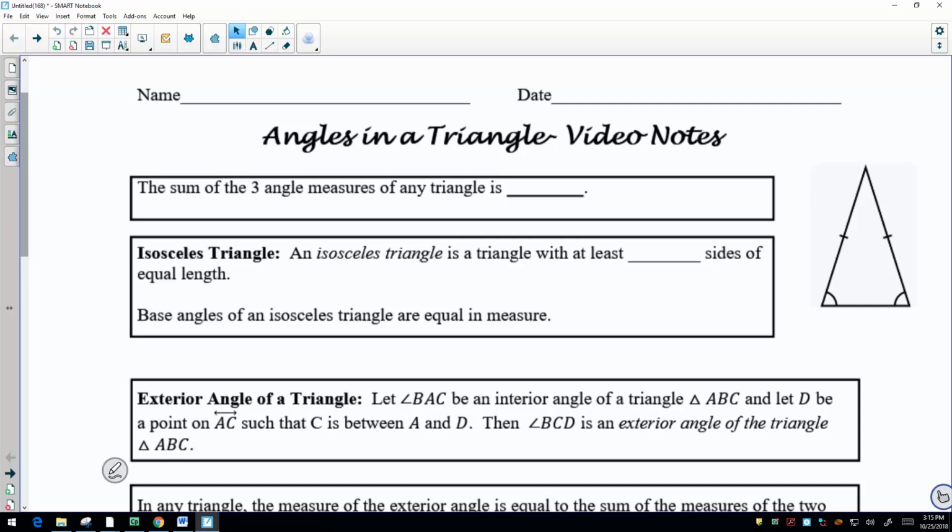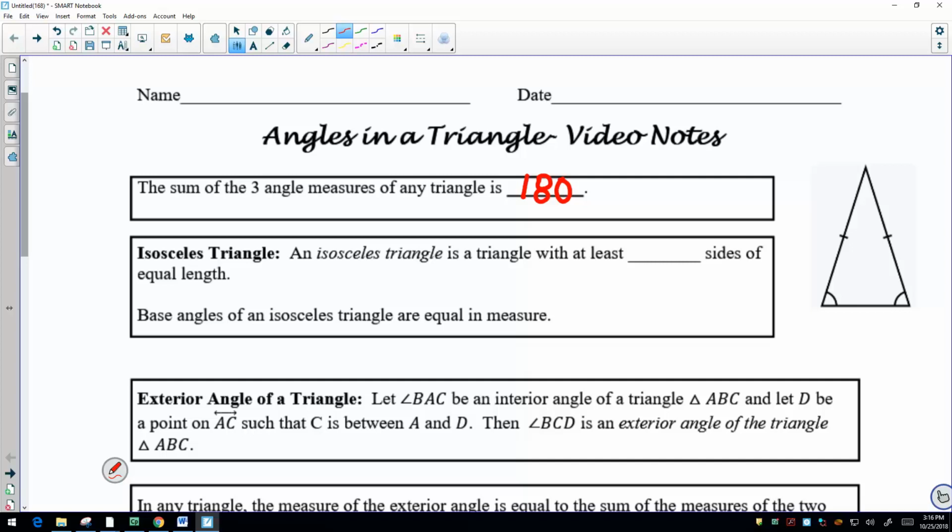Today we're going to be looking at some different angles that we have in triangles and some of the different triangle properties. So the very first thing we need is the sum. The sum of the three angles of any triangle, their measures will always total 180 degrees. Super huge, super important, need to make sure we know that.